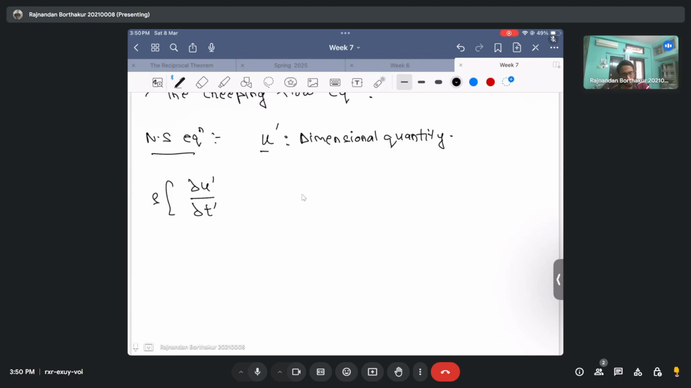Okay. So it is rho times del u dash by del t dash plus, and remember this is a vector because I'm writing the Navier-Stokes equation in vector form, u dash dot grad of u dash. And then I have the pressure gradient, which is minus gradient of P dash, plus mu del square u dash. That's it. I'm just not considering any body force. And also I have my continuity equation, which is divergence of u dash equals 0.